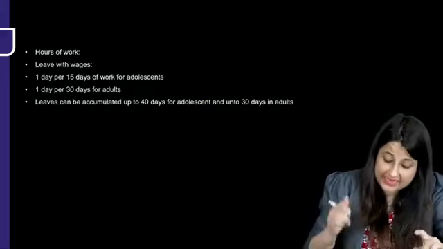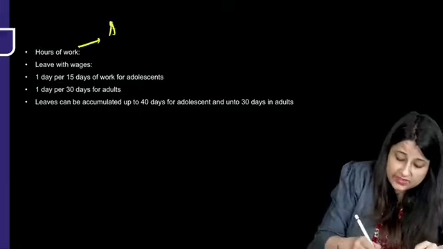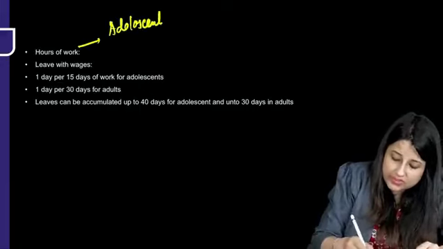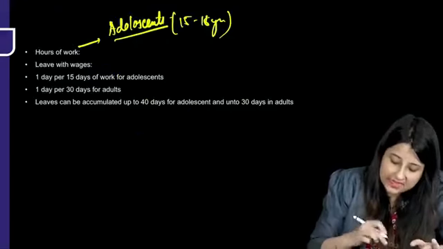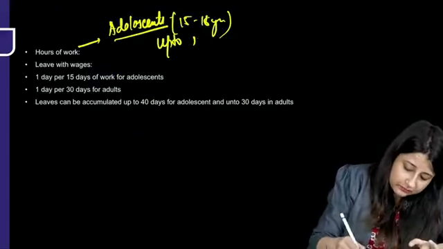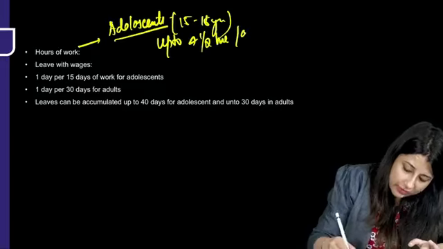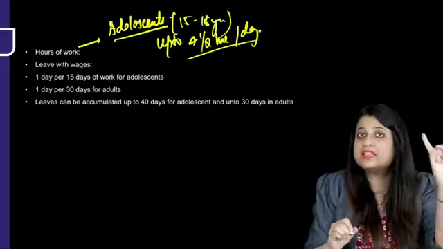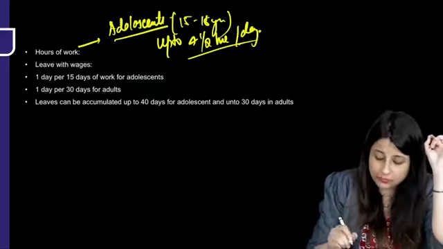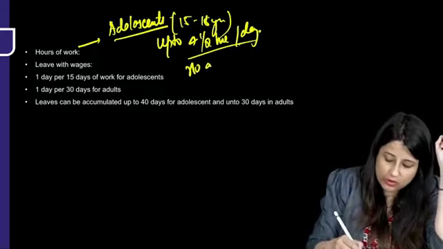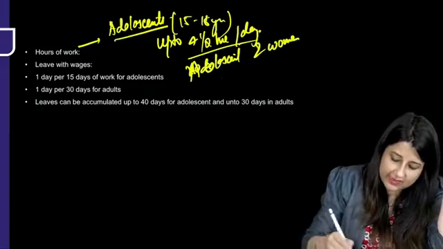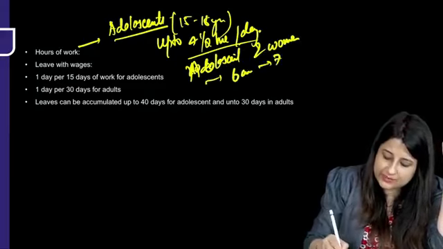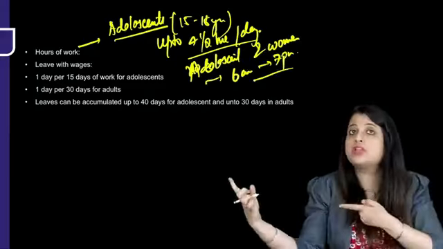Leave it. And if suppose it is adolescents, 15 to 18 years we are talking about, will they work 9 hours per day? No, they can work only up to 4.5 hours per day. And please remember, no adolescent and woman can work anytime except between 6 a.m. to 7 p.m. They should not be employed beyond 7 p.m.